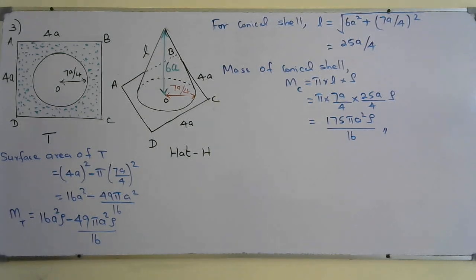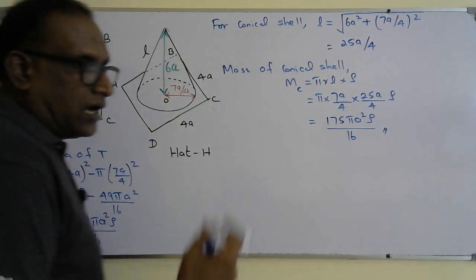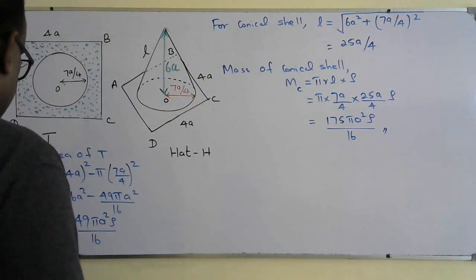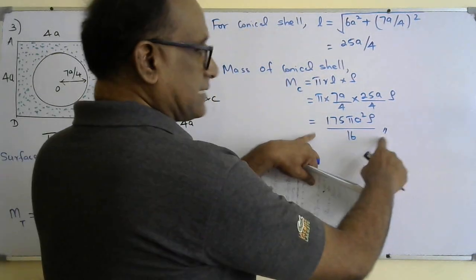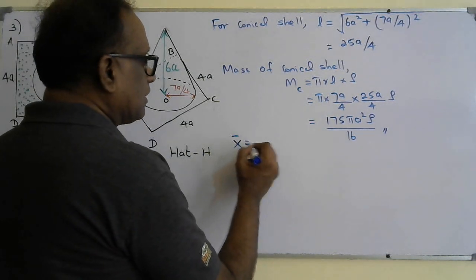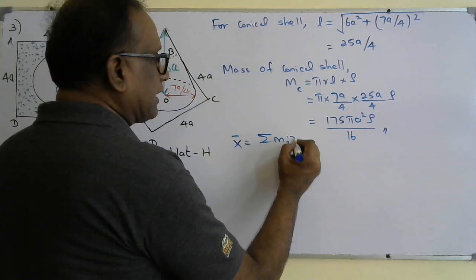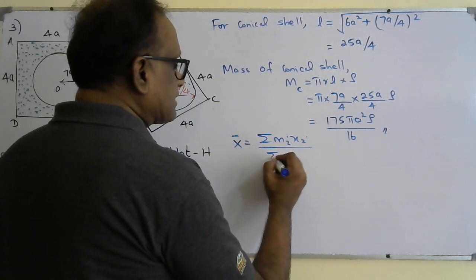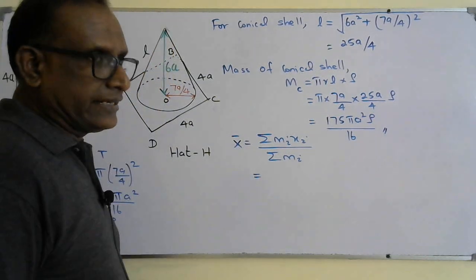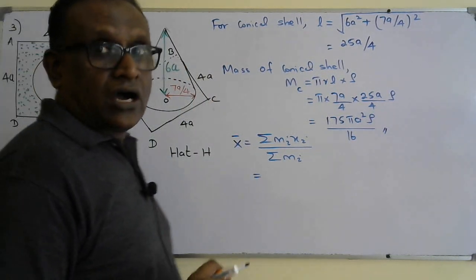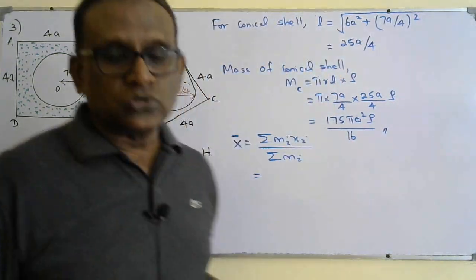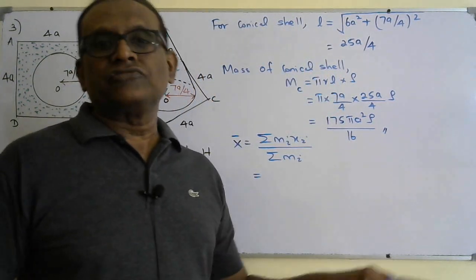Right. Now we can find the total mass of the system, or the total mass of the head, meaning this plus this. So we'll use the same principle. X bar is equal to sigma mi xi over sigma mi. That's the definition. Here we are not going to integrate because there are two different objects. What are they? The template T and the conical shell. These are the two different objects merged together to form the head.